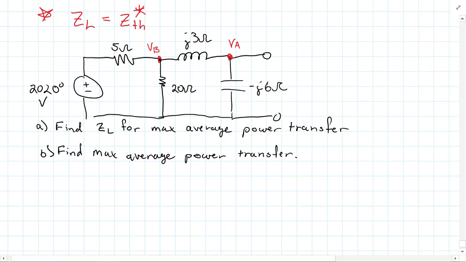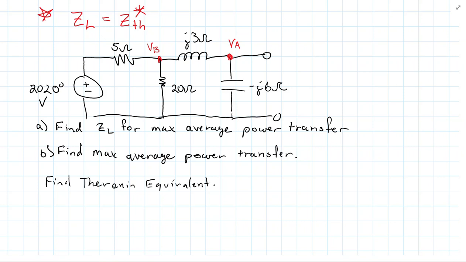Now, there's several ways we could approach this problem. I mean, we could just find ZL first, but what I'm going to do actually here is find the Thevenin equivalent. The reason is in any of these max power transfer problems, I find that it's easier to find the Thevenin equivalent first, because then not only is it easy to figure out what ZL is, but when we want to find the max average power transfer, we have a very simple circuit to look at. In fact, it's the circuit we had in the previous video, or some small variation of that.